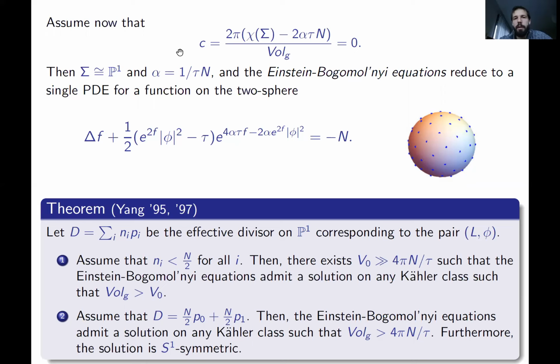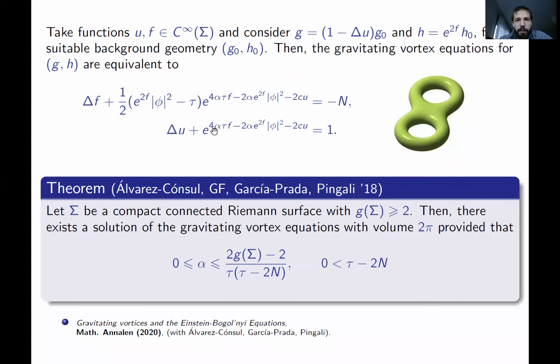And then alpha is fixed, equal to 1 over tau n. Then these Einstein-Bogomolny equations reduce to a single PDE for a function on the two-sphere. Let me show you why. It's very simple. If you take this system of equations and take C equals 0, C only appears in this term. Then these equations tell you that the Laplacian of U is completely determined by F, and putting this into the other side, you are left with one equation for F, which is semilinear.